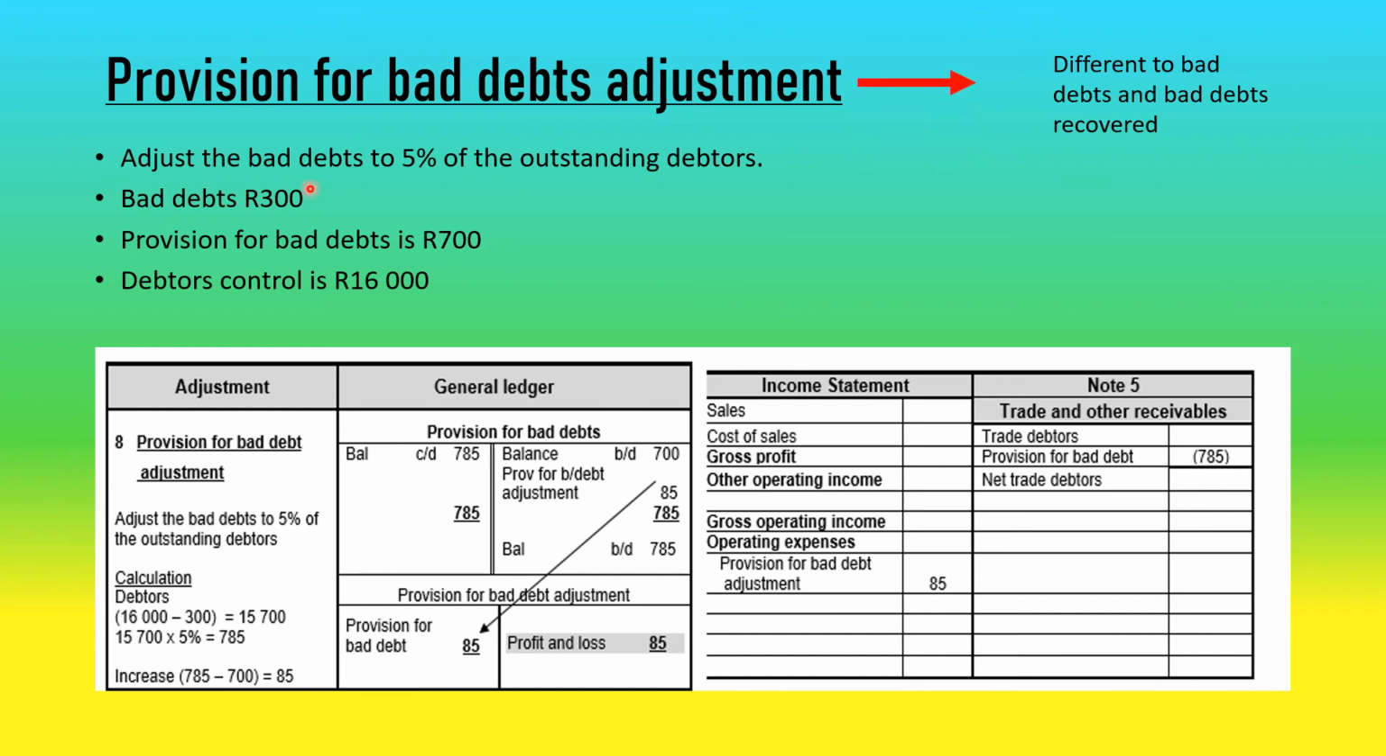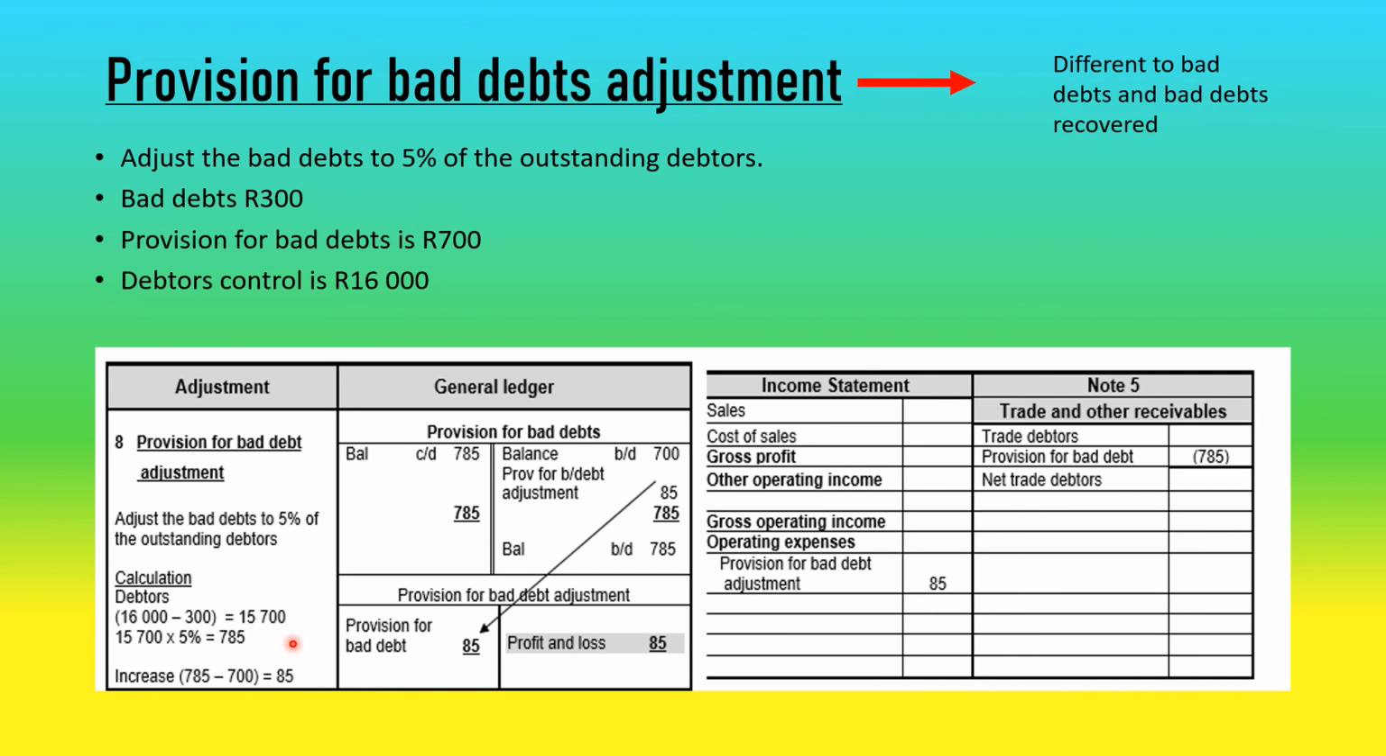So here you've got to adjust the bad debt provision to 5% of the outstanding debtors. Bad debts are 300, provision for bad debts is 700, debtors control is 16,000. So if you need to adjust the bad debt provision to 5% of the outstanding debtors, you firstly need to calculate what your outstanding debtors is. You've got 16,000 Rand as your debtors control, but of that, 300 Rand is already bad debt, so you don't have that outstanding anymore. You've only got 15,700.